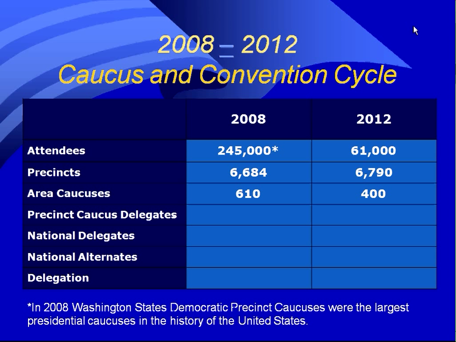Although our turnout's going to be a lot lower, we still need to make sure that we cover every part of the state, and also that the area caucuses are held in places that are convenient for people within each precinct, so that they don't have to drive too far to get there.